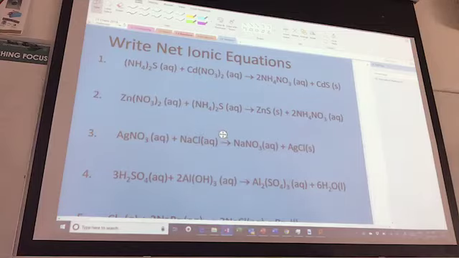Got a few there for you to do if you've done that first one. I also want you to write the observation that you would observe as a result of the reaction. So you need to identify the spectator ions, and then identify the ones that are actually involved in the reaction, and eliminate the spectator ions.